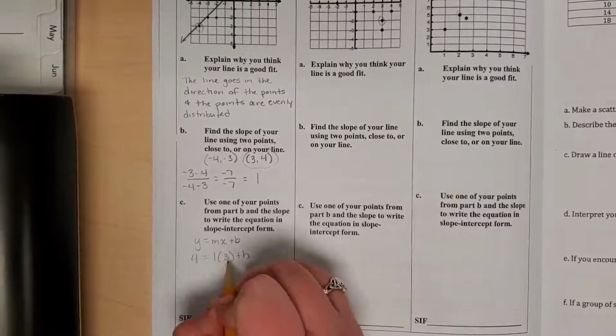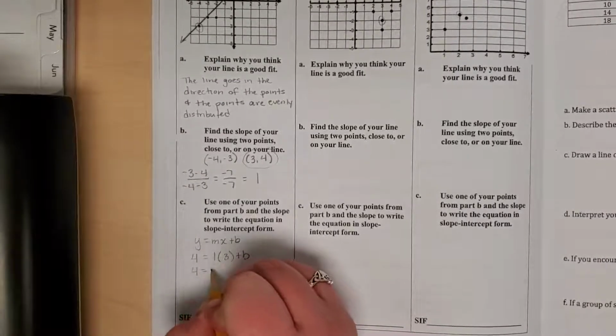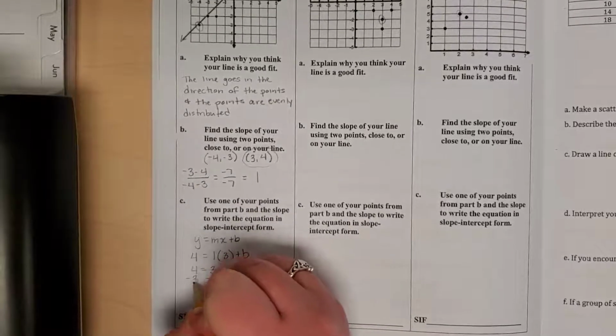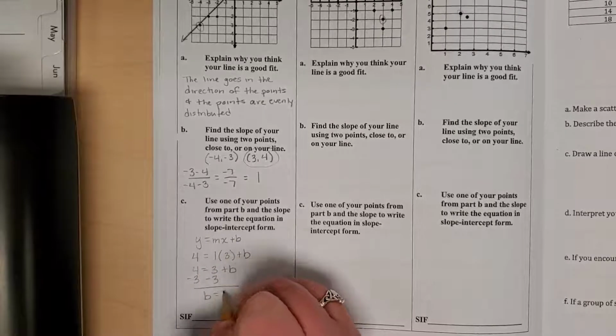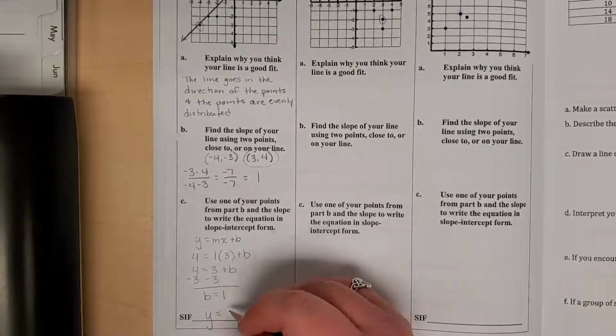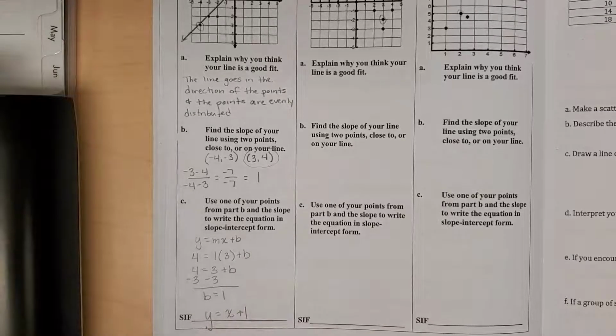So here we go. 3 times 1 is 3, so I get 4 equals 3 plus b, and in order to solve this, I would subtract the 3. Then that means that b is equal to 1, so my equation is y equals 1x, or just x, plus 1. Now this time we ended up getting a y-intercept that was a positive whole number, but it's not always going to be that way, and you'll see that in the next 2 examples here.